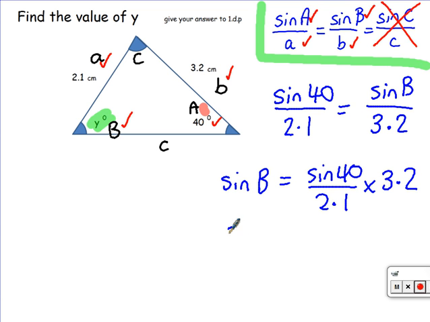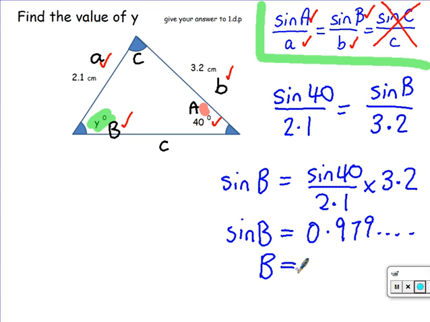That then tells us that sine of B, using our calculator, again checking it's in degrees mode, sorry, not in radians, should tell us that sine B is 0.979, etc., etc. Keep that answer in your calculator, press shift and sin and answer, and it should then tell you that the value of B, which is y, which is what we're looking for, is 78.4 degrees.